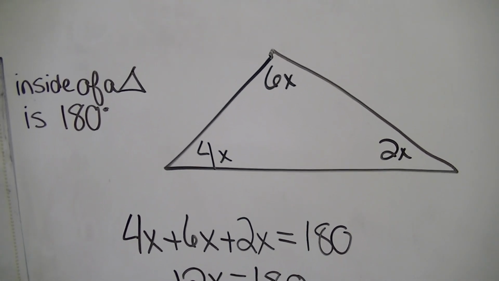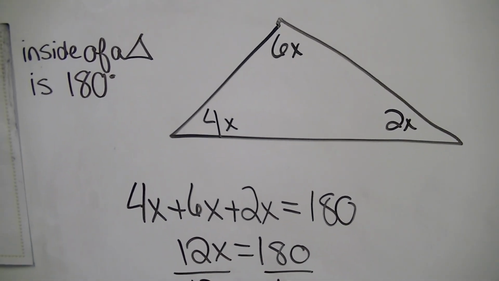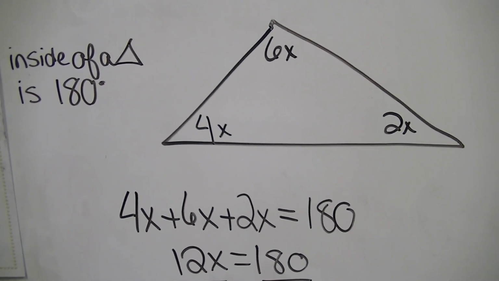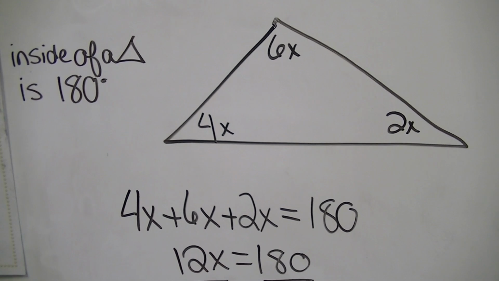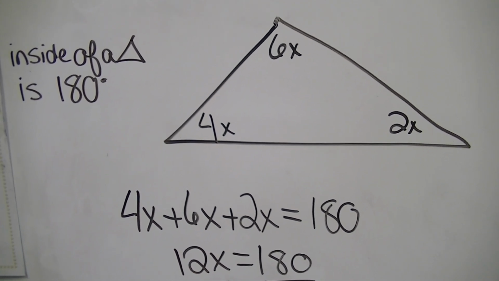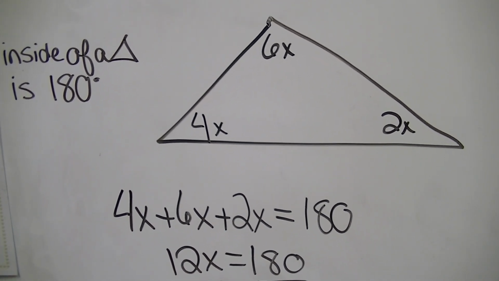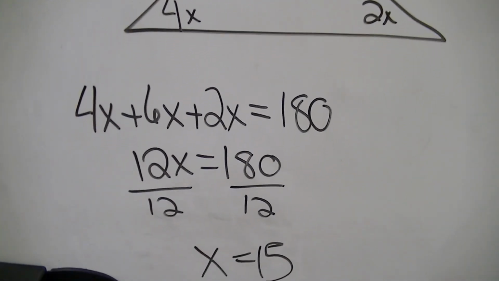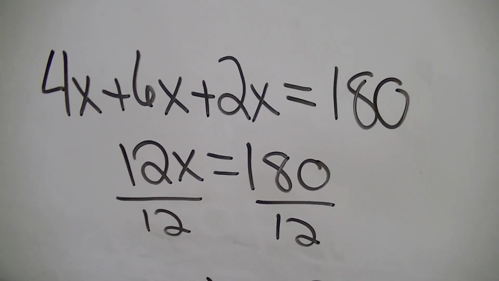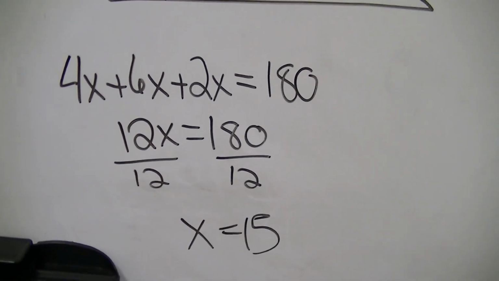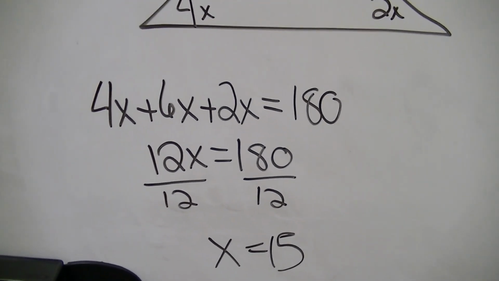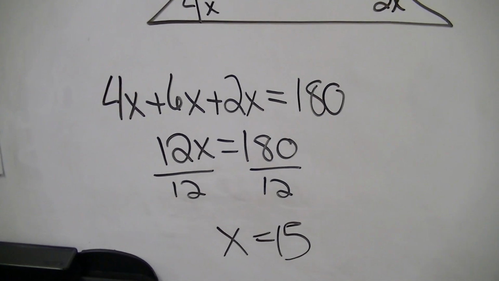Now let's add up our x's. 4 plus 6 is 10 plus 2 more gives us 12x equals 180. Now, since we're multiplying 12 times x, we're going to do the opposite of multiplication and divide both sides by 12. So when we take 12 into 180, how many times does it go in? 15 times. So that means our x is going to equal 15.